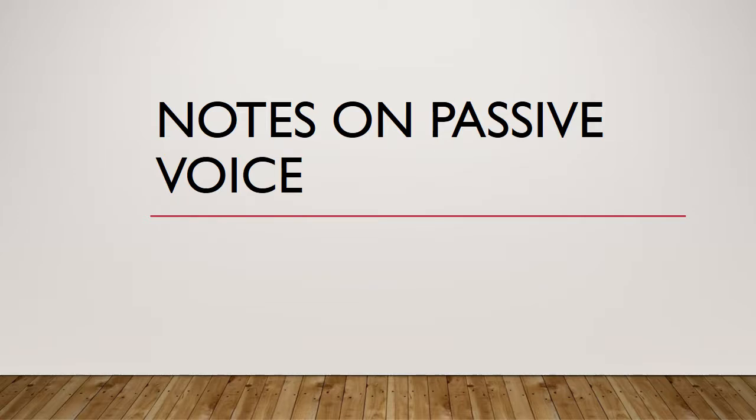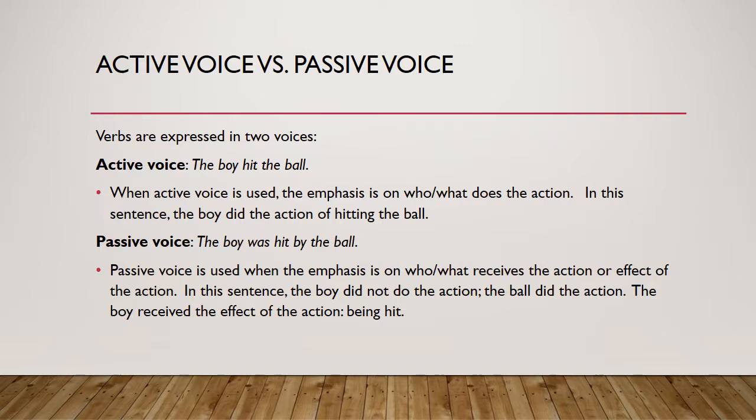These are some simple notes on passive voice. It's important to remember that two voices are primarily used for verbs in English: active voice and passive voice. When active voice is used, the emphasis is on who or what does the action. So in the example sentence, the boy hit the ball, the boy did the action of hitting the ball.